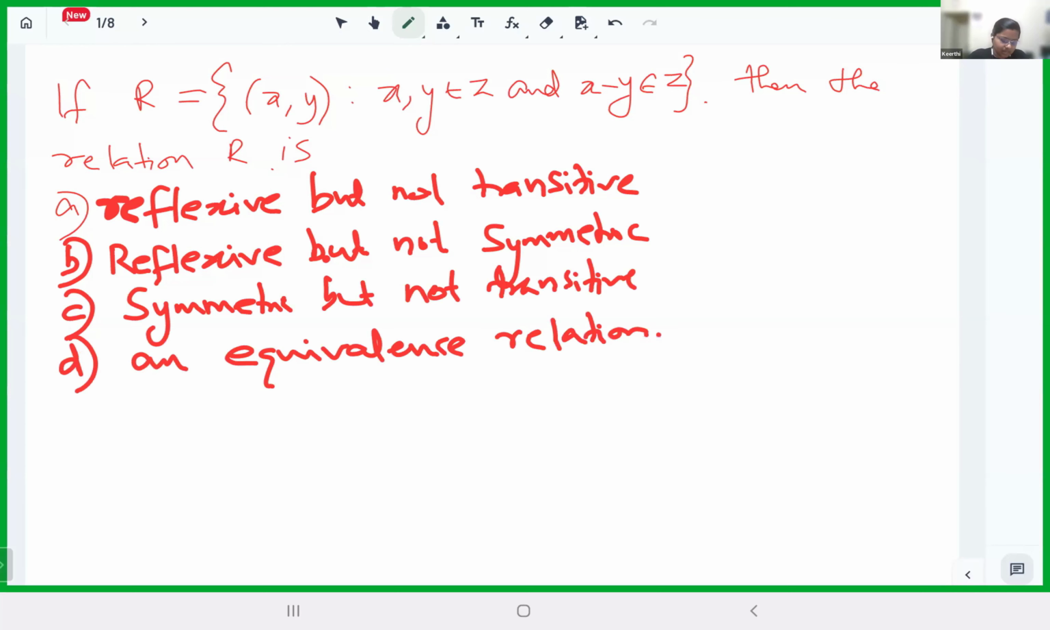So R is given as the set of all ordered pairs (x, y) such that x, y is an element of Z and x minus y belongs to Z. Then what can you say about the relation R? So they are given a relation. We have to check whether it is reflexive, symmetric, transitive, or an equivalence relation. All right, so we are starting from the reflexive property.